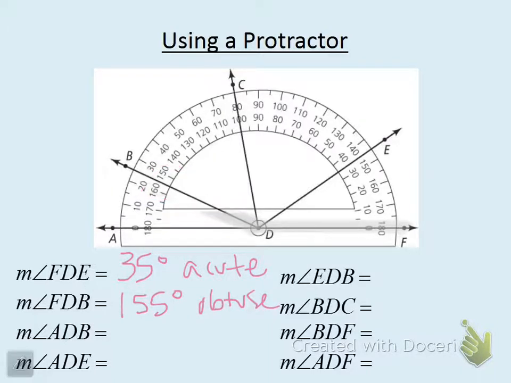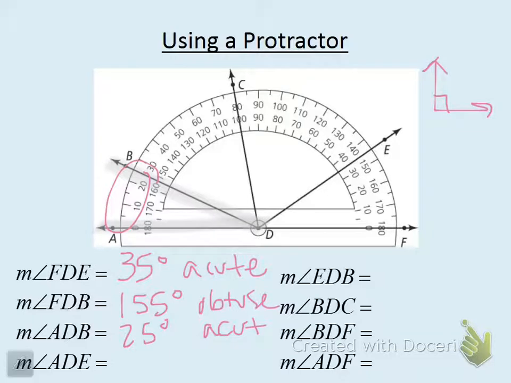So let's do the next one. Measure of angle ADB. Okay, this one, since we're looking to the left, you can tell that that's a smaller angle. It's going to have to be acute because it's not going to be bigger than 90 degrees. So we're going to be looking at these top numbers this time. So it's got to be between 20 and 30. So this is 25 degrees, and it is acute because it is smaller than 90 degrees. Because remember, a 90-degree angle is something that looks like this. Okay? Obtuse is something that's bigger than 90 and 180.